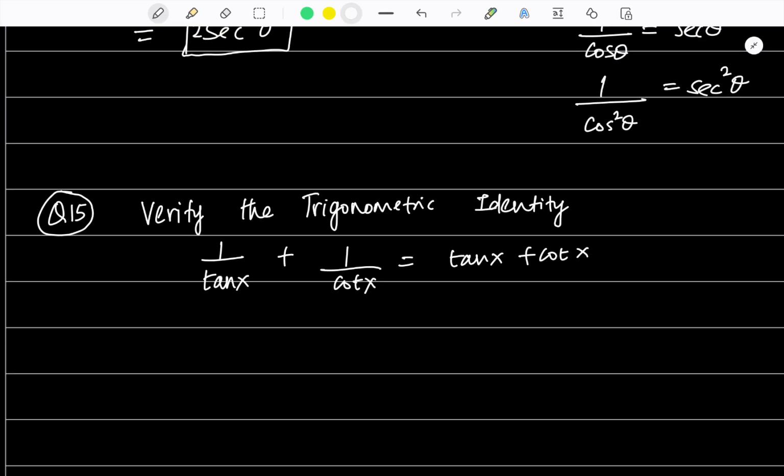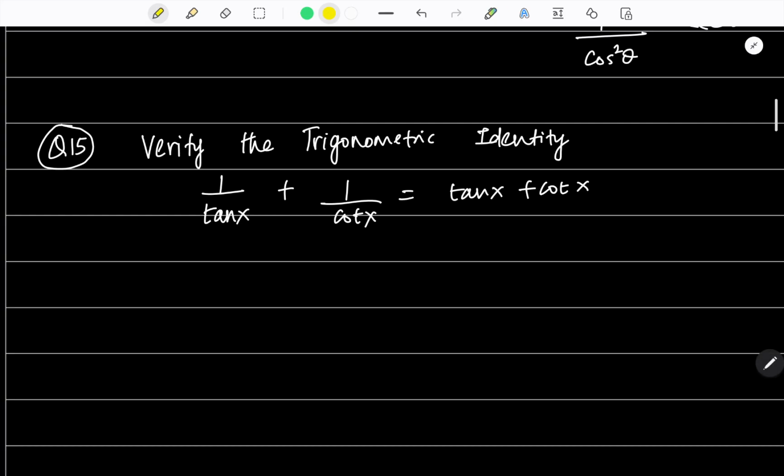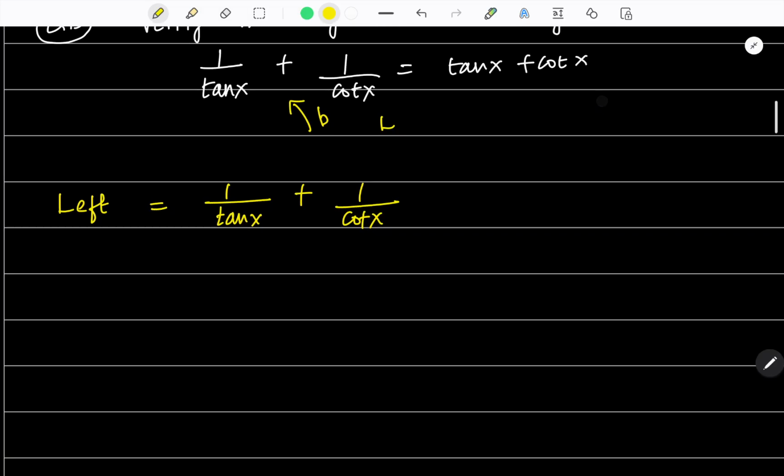Verify the trigonometric identity 1 over tan x plus 1 over cot x is equal to tan x plus cot x. Which is the bigger side? The bigger side is here, right? So this is your left hand side. Let us take the left hand side, which is equal to 1 over tan x plus 1 over cot x. We need to bring this one.